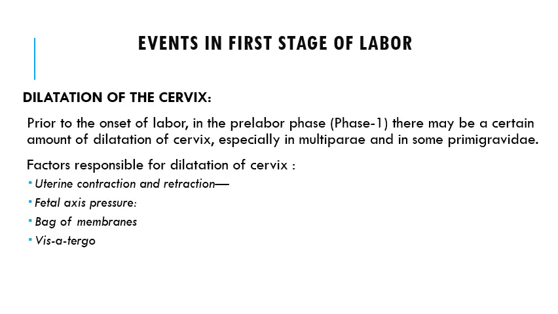Now, dilatation of the cervix. Prior to the onset of labor, in the pre-labor phase, there may be a certain amount of dilatation of the cervix, which is especially noticed in multiparae and some primigravidae. Now what are the factors which are responsible for cervical dilatation? One is uterine contraction and retraction.